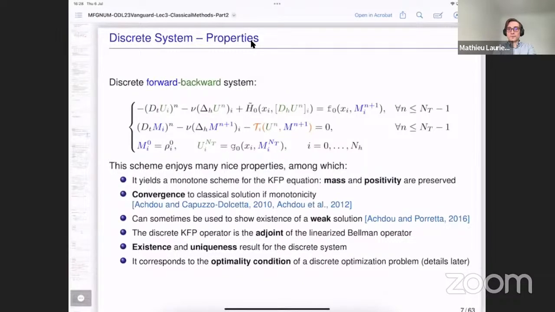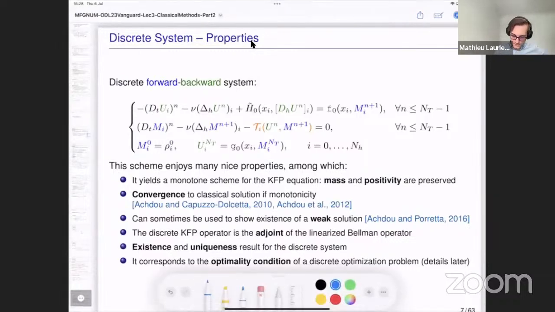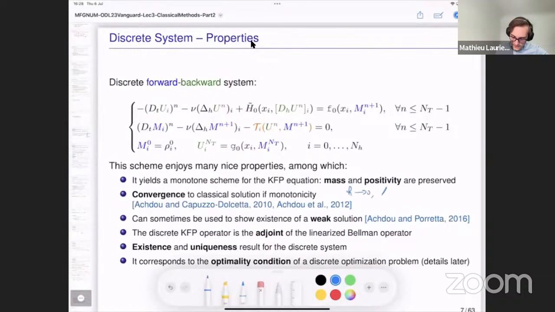You can show convergence to the classical solution when the step goes to 0. So what I mean by that is you will let h go to 0, and you will let delta t go to 0. So the step size in space and time, you let them go to 0. For every choice of h and delta t, you have a different discrete system. If you solve this discrete system, you obtain a discrete solution. And this discrete solution converges to the continuous solution.